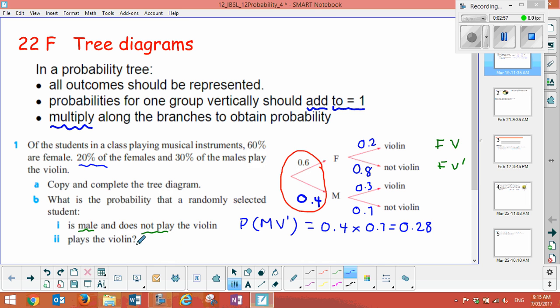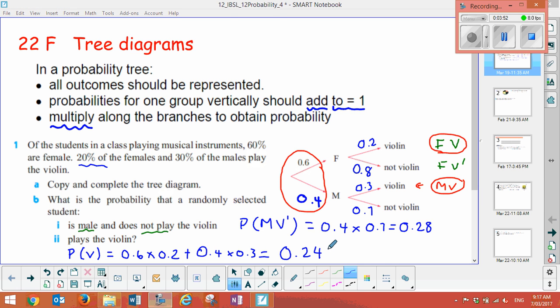What's the probability that someone plays the violin? Then we come back to our tree. If they play the violin, then we're either this option here, female and playing the violin, or male and playing the violin. So we've got 2 different probabilities for that one. So the probability that they play the violin equals, for the females, 0.6 times 0.2, plus, for the males, 0.4 times 0.3. And then putting that into your calculator, we can see that comes out at 0.24.